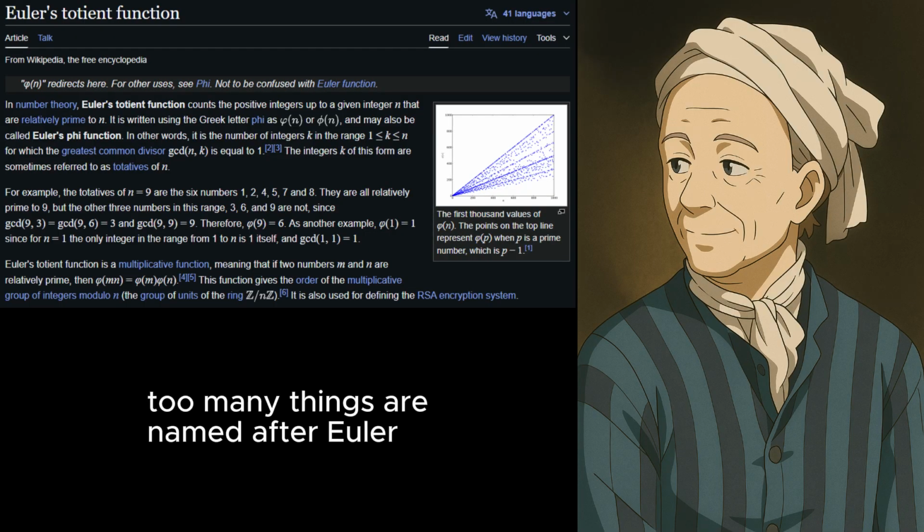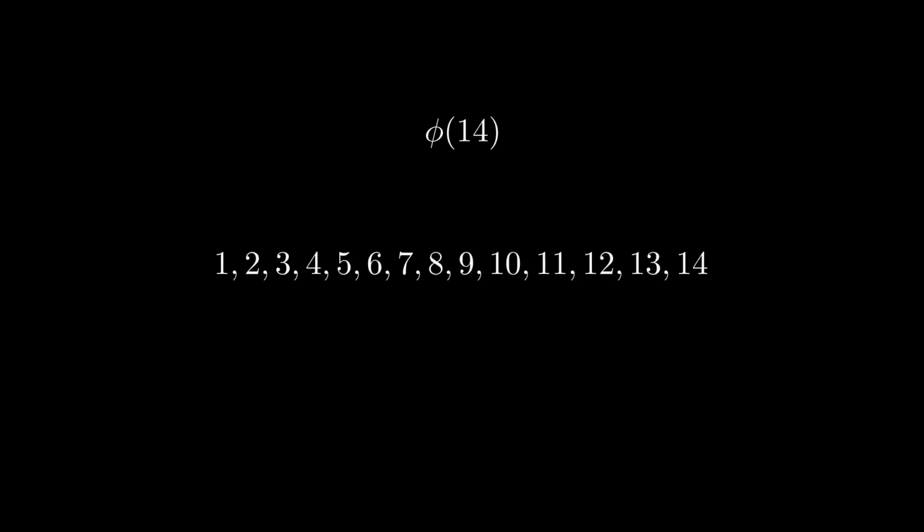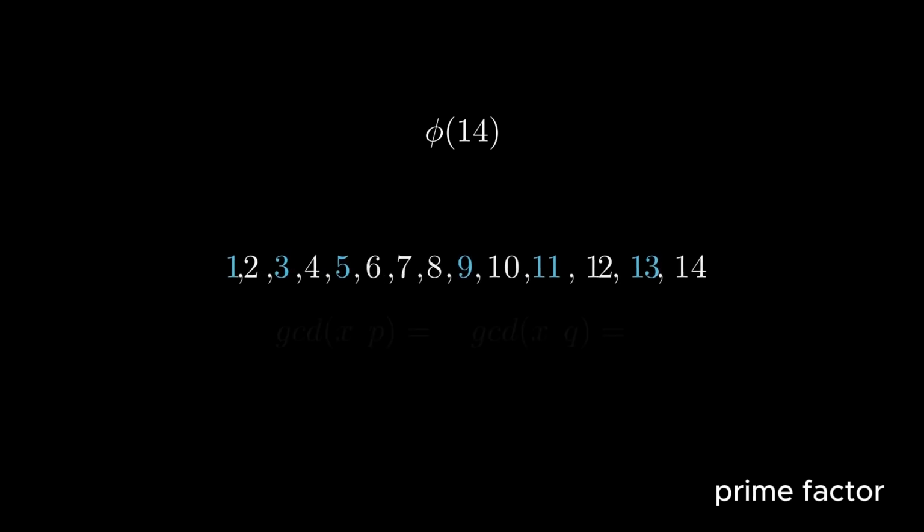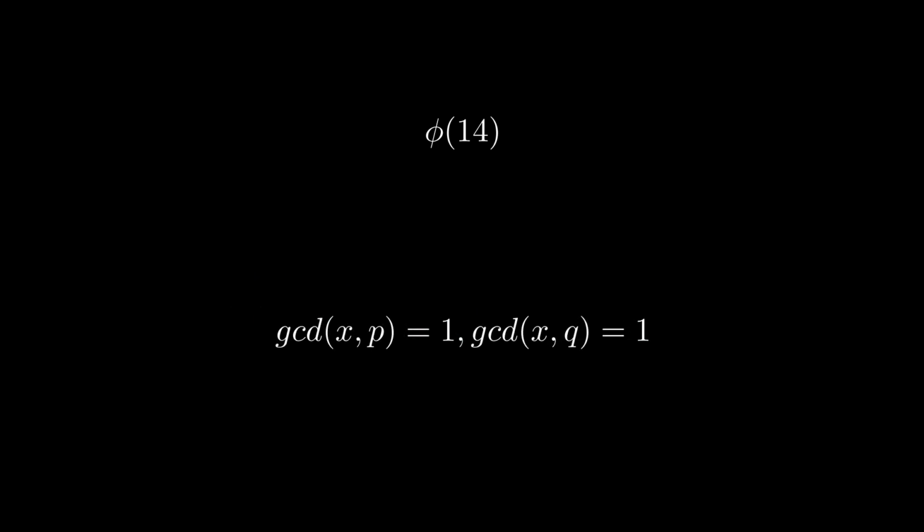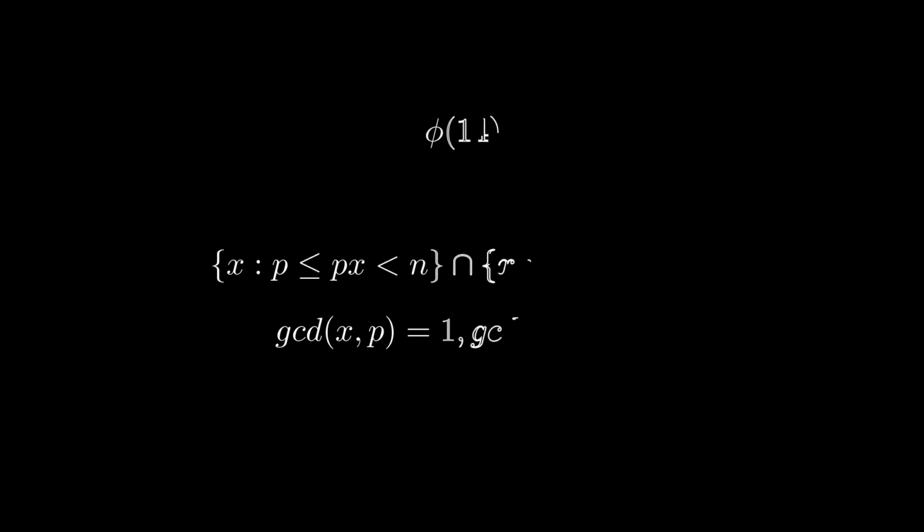Next, we need to calculate Euler's totient function of the common modulus. We can do this by listing out all the numbers less than 14 and counting the ones that don't share a factor with p or q. This is tedious, but thankfully we can use this formula instead. The proof for this formula is left as an exercise for the viewer.